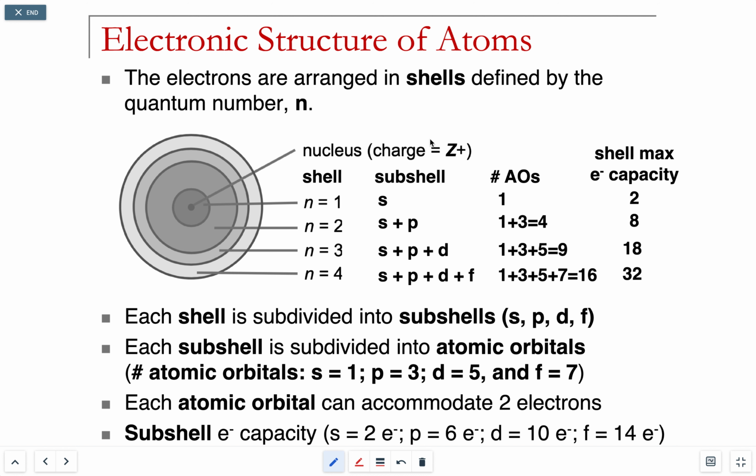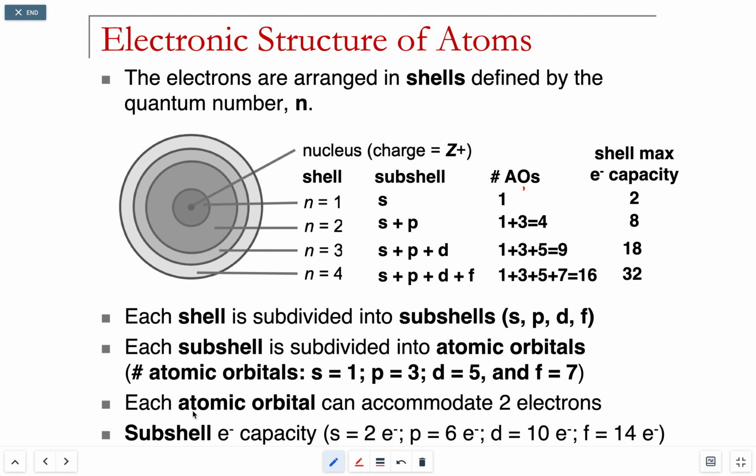So you are responsible now for knowing what a shell is, a subshell defined by these letters, and the number of atomic orbitals associated with each subshell: 1, 3, 5, 7. You need to know the total number of atomic orbitals for each shell and the total number of electrons that's permitted in each shell.